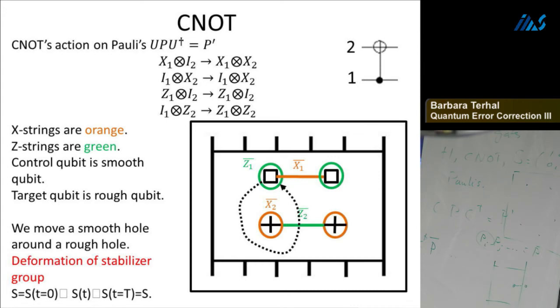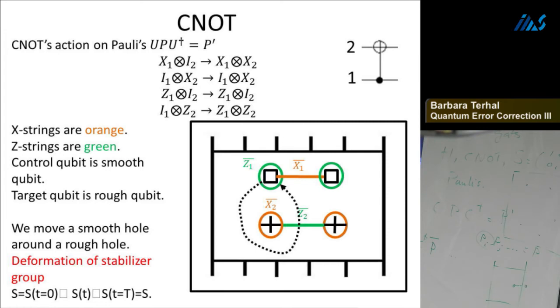Okay, so if we do a C0 between qubit 1 and 2, where qubit 1 is a smooth qubit and qubit 2 is a rough qubit, we cannot do a C0 the other way. And the way we do this is a topological braiding operation. It's by moving this hole around this one. So it's by moving this smooth hole around this rough hole.